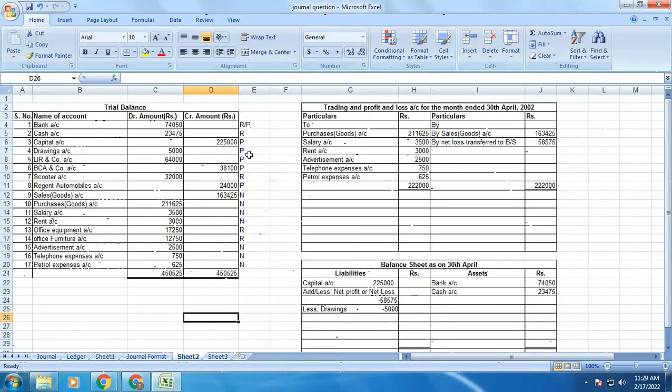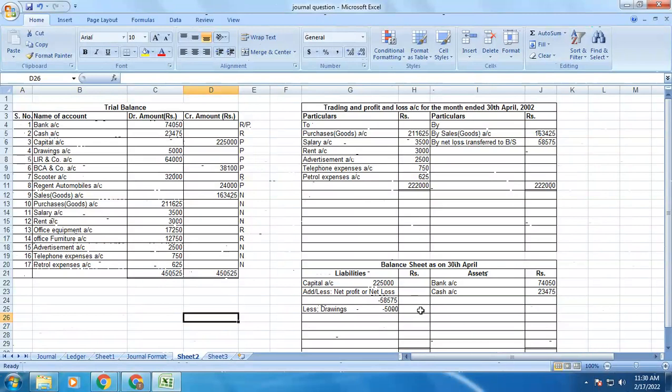If we write drawings on the asset side, it would not be wrong, but this is a better way of showing what kind of adjustment we are making. Okay? Now the next account after capital and drawings is LIR and company account.